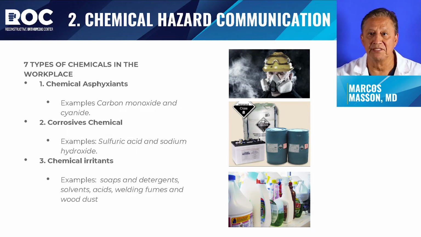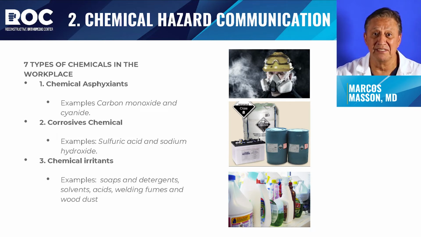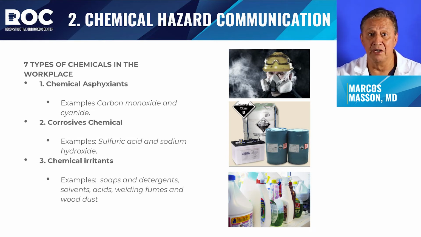Now, a chemical asphyxiant in the workplace is anything that causes a gas that can be inspired by a person. This includes elements like carbon monoxide or cyanide in the environment. Corrosive chemicals cause visible and irreversible changes or composition of material in the body with direct contact. Examples include sulfuric acid and sodium hydrochloride.